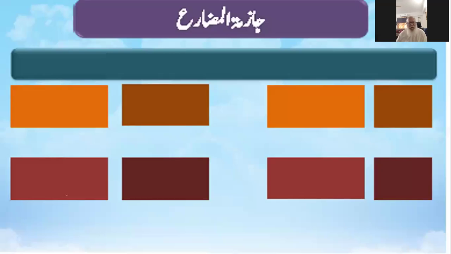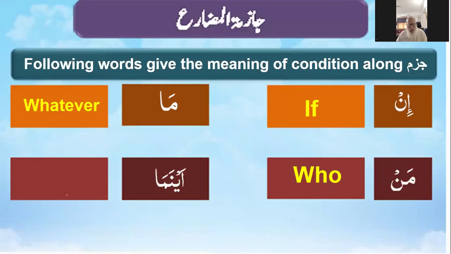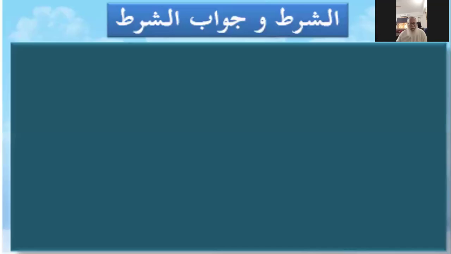The jazm mudari words, which give the jazm, also give the meaning of conditional: in, if; ma, whatever; man, who; aynama, where. So these are the additional words which also cause jazm. They give the mudari a sukun, jazm.